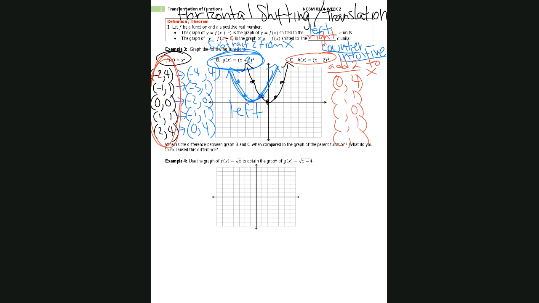Only our x values. So now -1 plus 2 will be a 1. 0 plus 2 will be a 2. 1 plus 2 will be a 3. 2 plus 2 will be a 4.